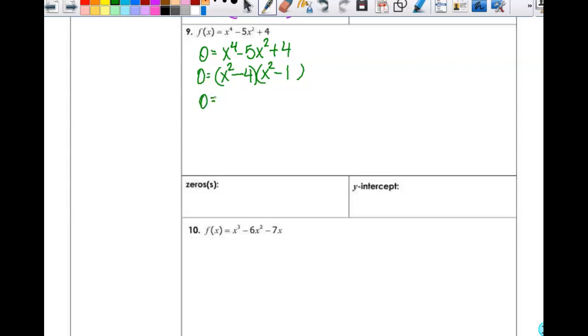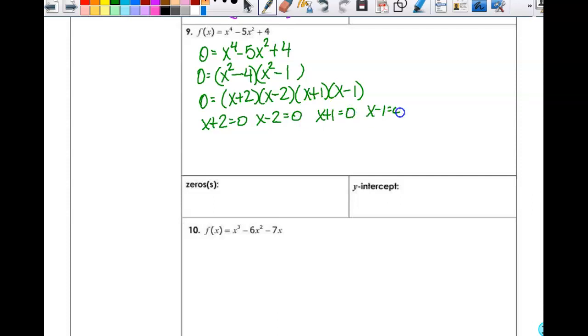So then both of these are what kind of situation? Difference of squares. So it gives me x plus 2 times x minus 2 times x plus 1 times x minus 1. So then x plus 2 equals 0, x minus 2 equals 0, x plus 1 equals 0, x minus 1 equals 0. I'm okay with you not writing all that out every time as long as you know what you're doing and why. So I get x equals negative 2, x equals 2, x equals negative 1, x equals 1.